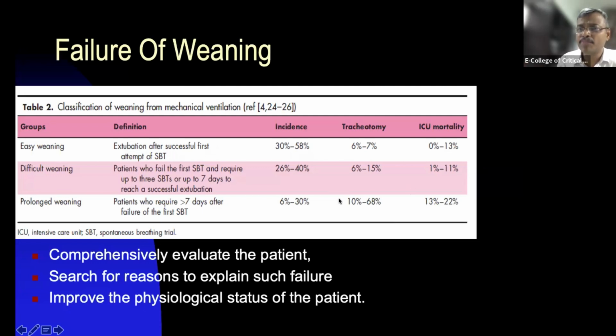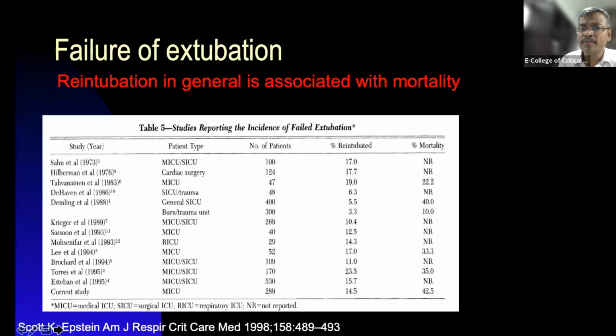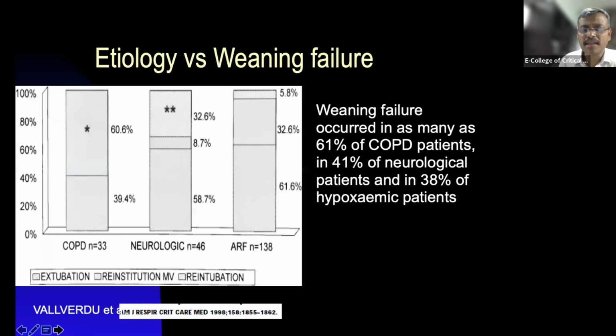Some anesthesiologists come in and go for tracheostomy. No, you have to identify why you are not able to wean. Remember this: this is what will tell you when to wean and when it is difficult. When you enter into difficult weaning, reintubation is associated with mortality. The mortality you can see here is 17%, 14%, and in some studies 23%. There is variation.